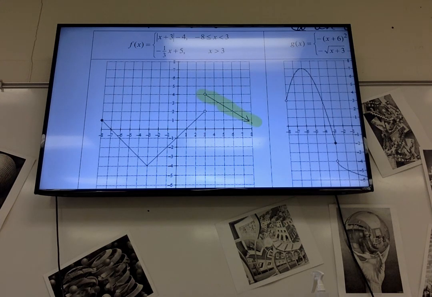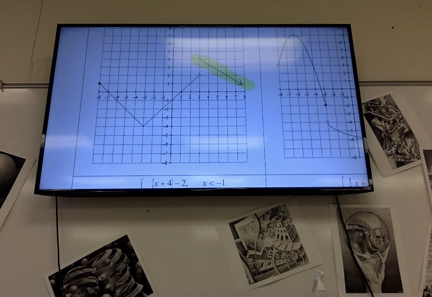So would that be a point or jump discontinuity? Jump. Yeah, it's obviously a jump, because of that big jump. Whether they're open or closed circles, it does not matter. You're just jumping from one point to another. They're not connected, whether it's an open circle or not.